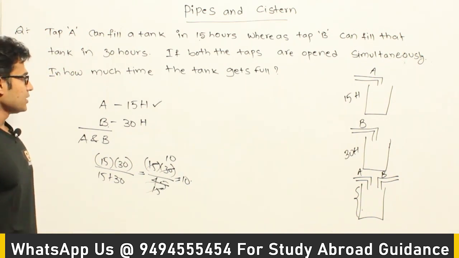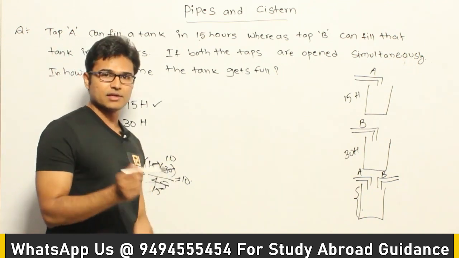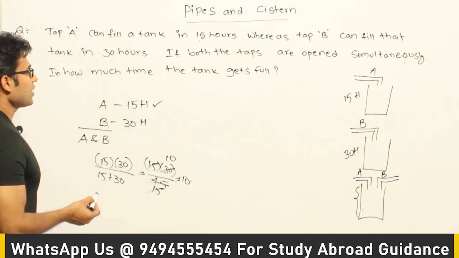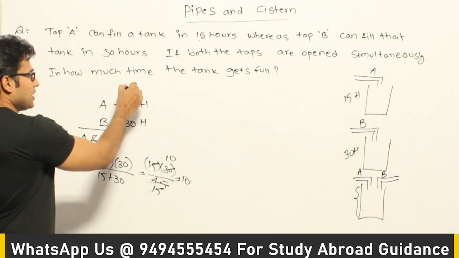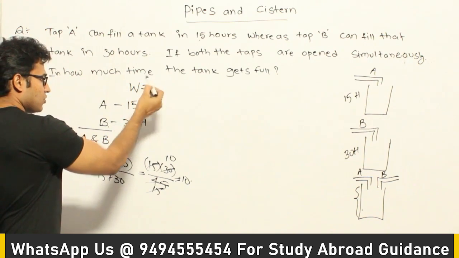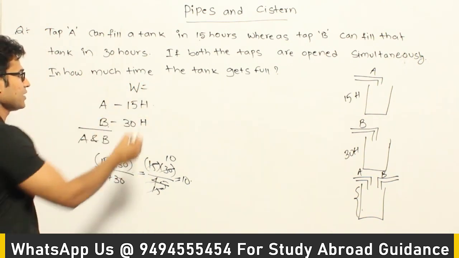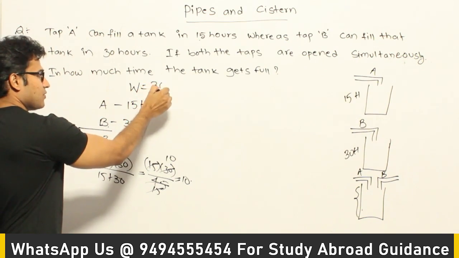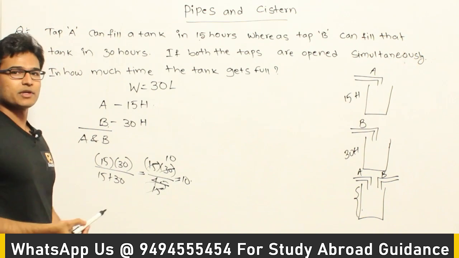The other way of doing it is, you can find out the rates and then add the rates, exactly the same way we did there. So in order to find out the rate at which each tap is filling the tank, you have to assume that the total capacity of the tank is some units. So let's take a multiple of these two. Let us assume that the total capacity of the tank is 30 liters. Here I have taken the LCM. You could take any number for that matter.